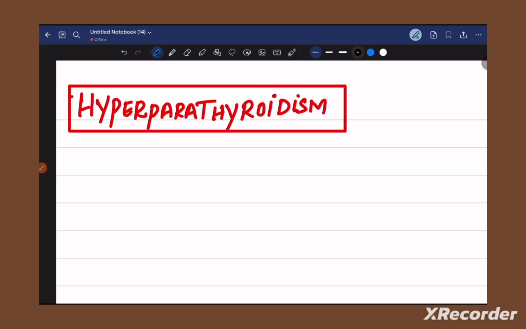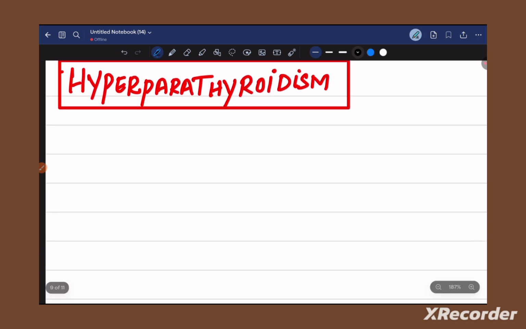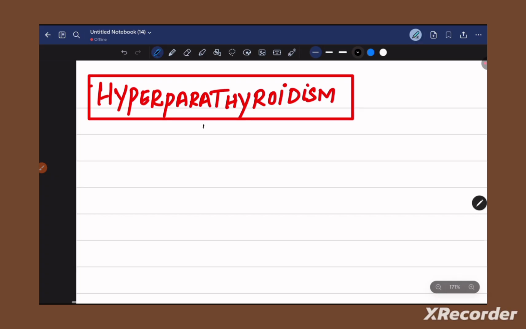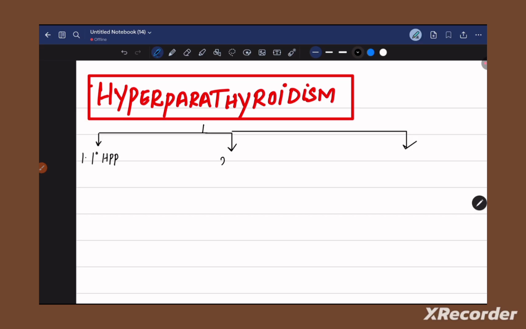We will discuss hyperparathyroidism in three parts. First is primary hyperparathyroidism, second is secondary hyperparathyroidism, and third is tertiary hyperparathyroidism.